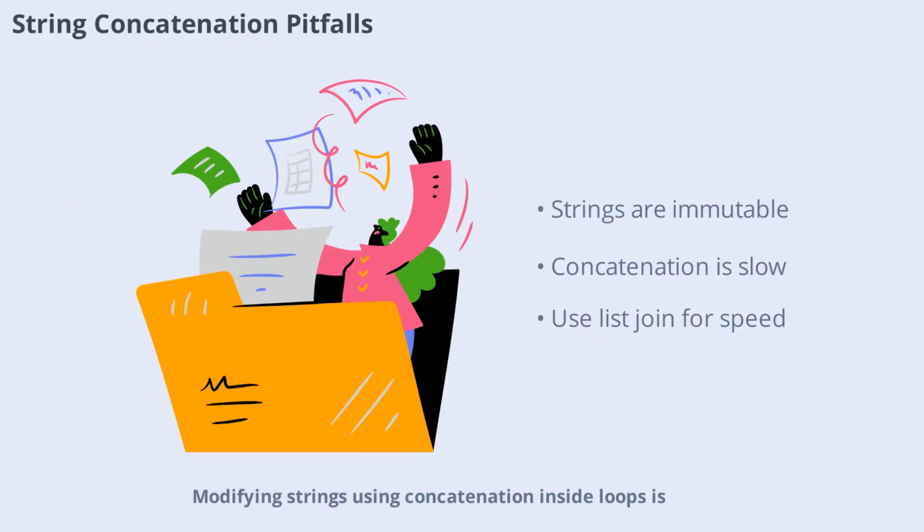Modifying strings using concatenation inside loops is highly inefficient in Python because strings are immutable. Each concatenation creates a new memory block, copies both strings, and destroys the old ones, turning a simple loop into an O(n^2) operation. In AI text preprocessing, especially when handling large corpora, this can cause severe delays. The recommended approach is to append substrings to a list and join them at the end, which executes in linear O(n) time. This method is standard in industry for efficient text processing.